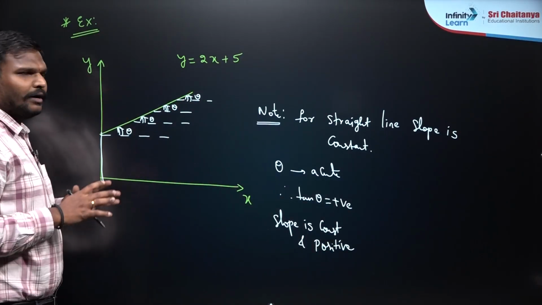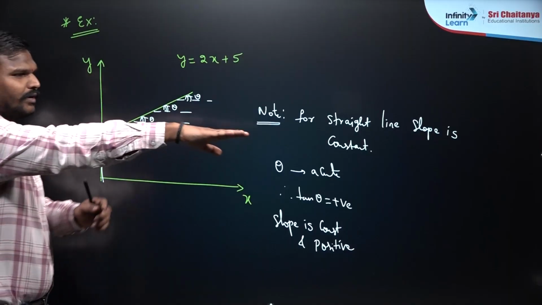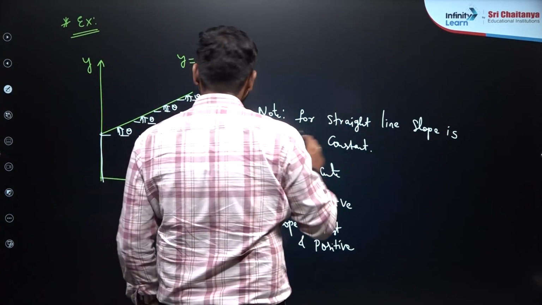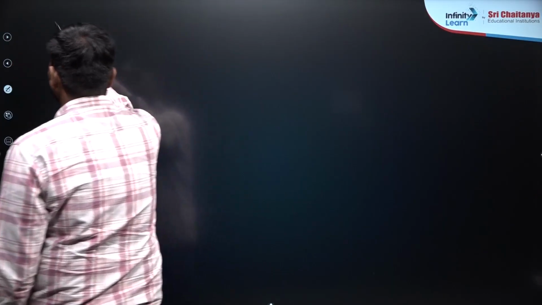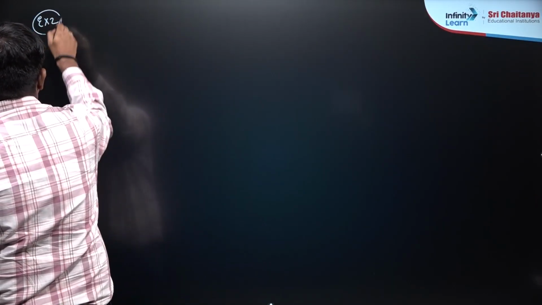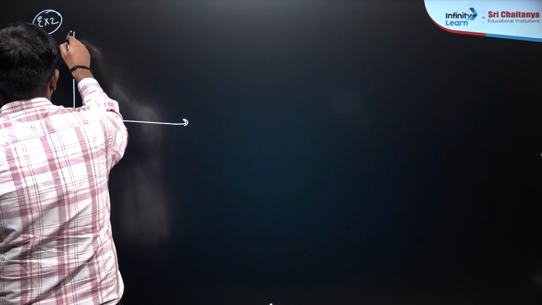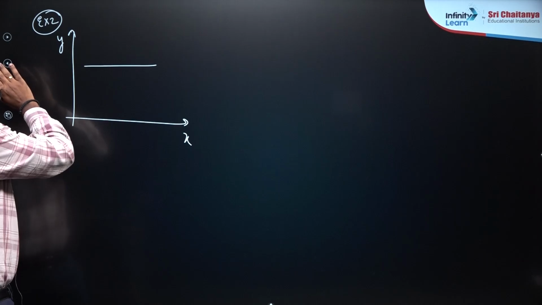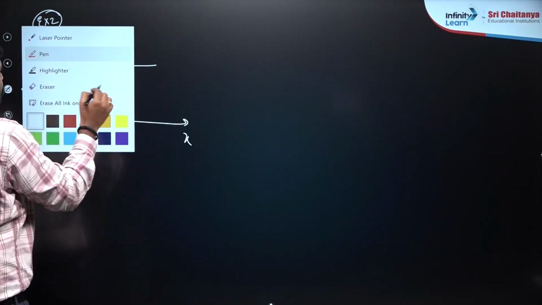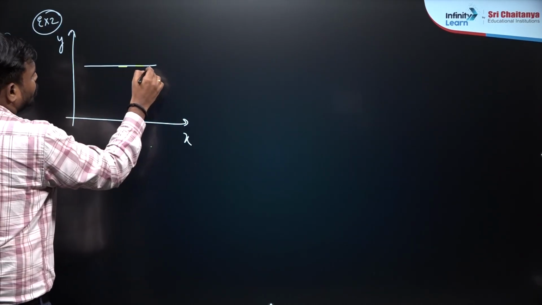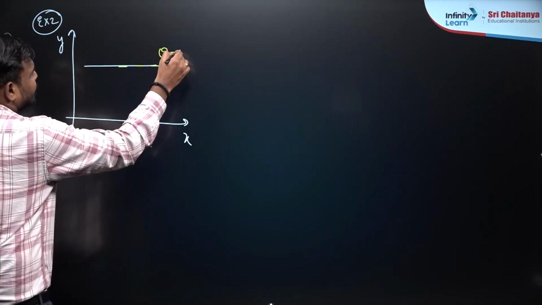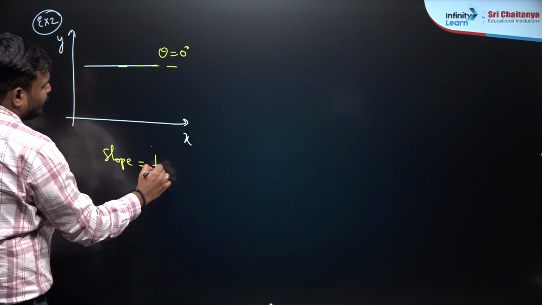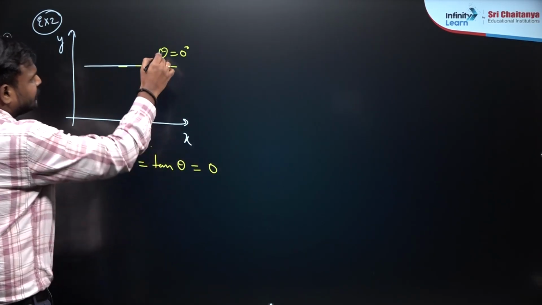So we will try to keep that in mind, sir, that if it is a horizontal line, we have a question in this fashion, sir. It is a horizontal line, the graph y is equal to some constant. So we will try to take the angle it is making with the x-axis, and the angle here is how much, sir? 0. So slope is equal to tan theta, that is 0.